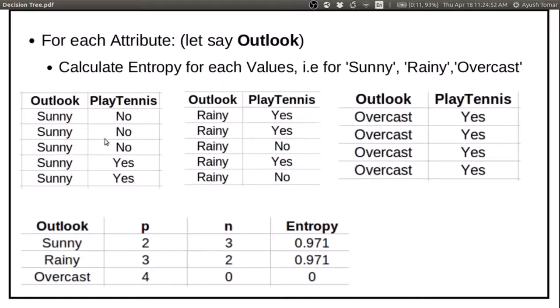Next we have to calculate the entropy for each and every attribute. So first I am taking outlook. Outlook has how many values? Sunny, rainy, overcast. 3 different values we have. So we split our dataset according to those 3 values.